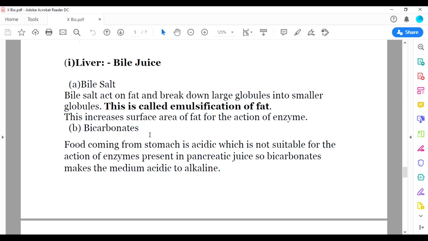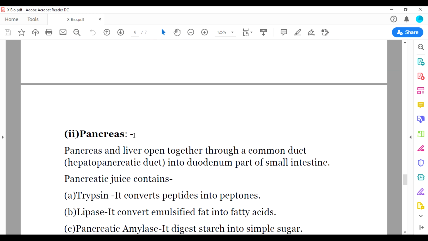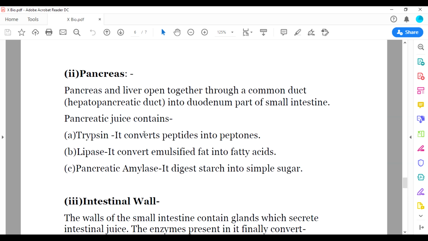Then bicarbonates, as they are basic in nature, make the medium change from acidic to alkaline. The food which is coming from the stomach contains acid, so the acid has to be neutralized, and only then will pancreatic juice act on the food. So bicarbonates turn the acidic medium to an alkaline medium. After that, the pancreas releases pancreatic juice. So pancreatic juice becomes active when the medium turns basic.